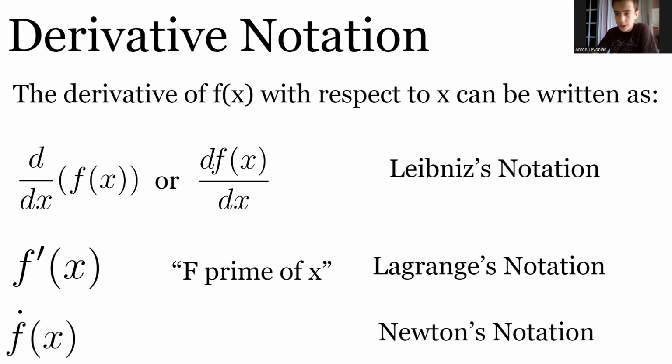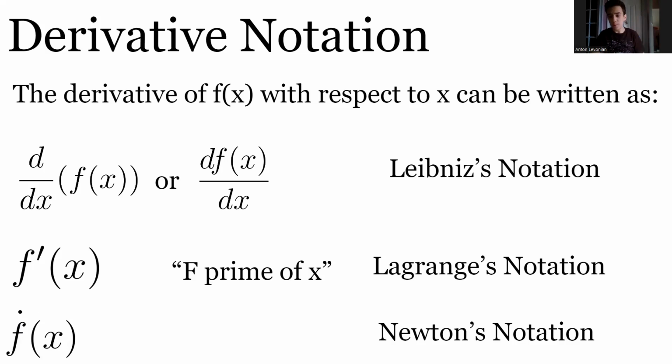Then there's this third notation that Newton used. It's rightfully called Newton's notation, and it's f with a dot over the f of x. This is typically used a lot in physics, in science, and so on. We won't use this one a lot, but if you see this, you would know that that is a derivative. We will use it, but not as much as the first two. But if you take calculus later on, you will definitely need to know this notation. And if you want to study physics later on, you will also need to know it.